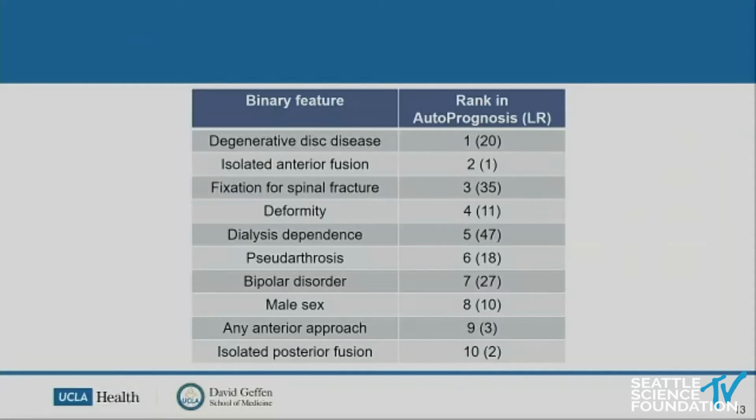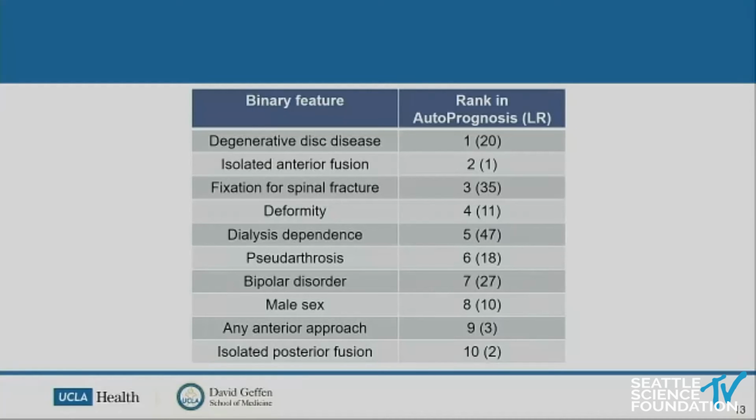Degenerative disc disease, isolated anterior fusion, which makes sense, fixation for spinal fracture, deformity, dialysis dependent, pseudoarthrosis, bipolar disorder. And this is the second time that some sort of psychiatric problem came up, in both C5 palsy and in dysphagia. And so that can kind of make sense with some of the complications that we could get with this population. Male sex, again anterior approach, and then posterior fusion.